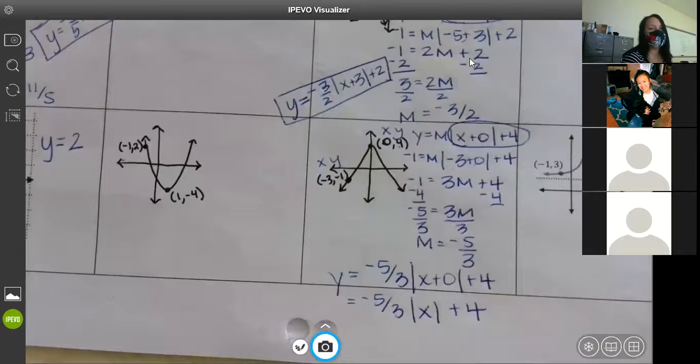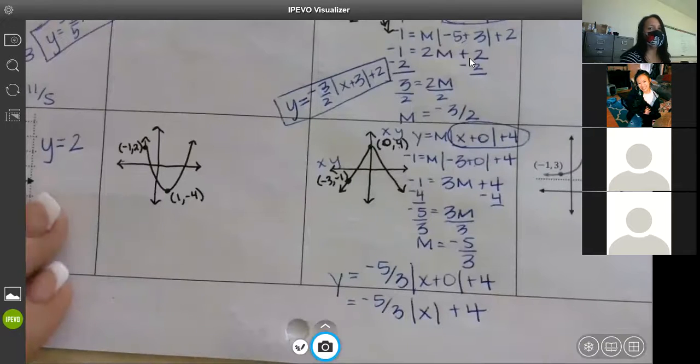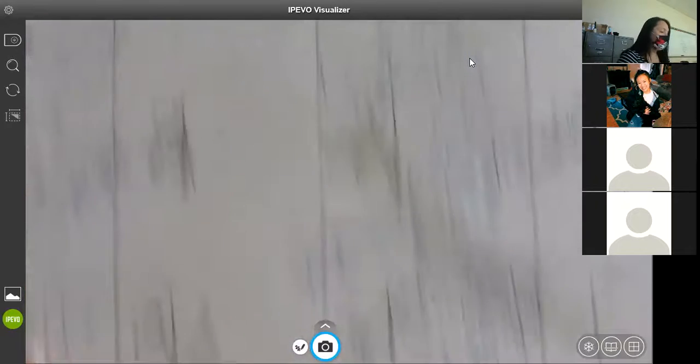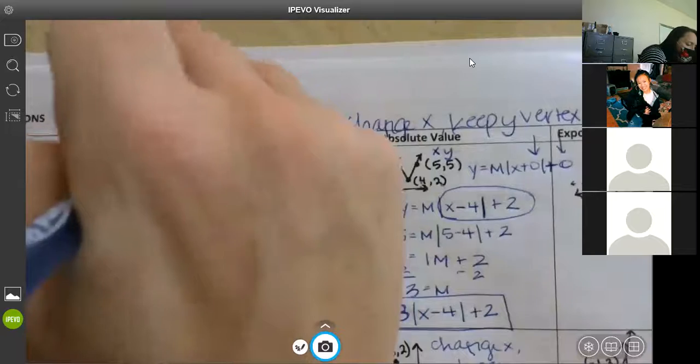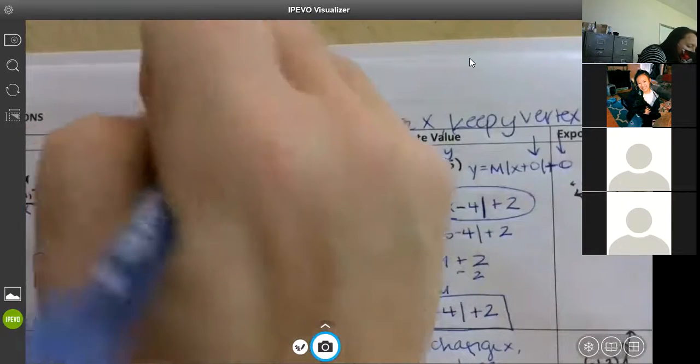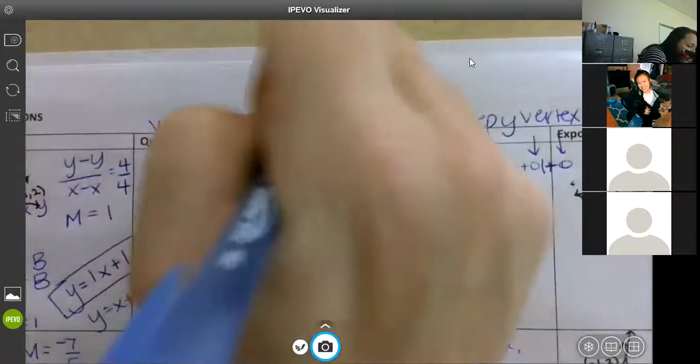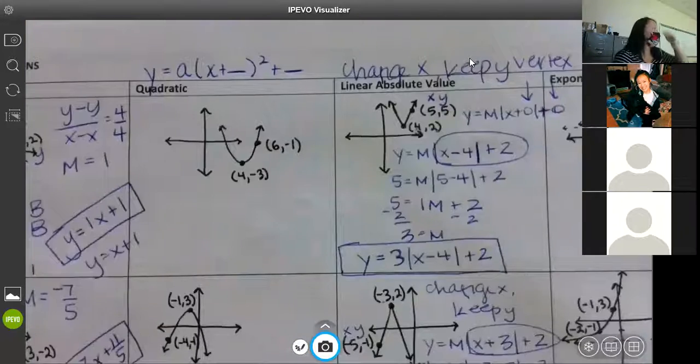Quadratic. It is the same exact thing that we just did, except instead of absolute value, we're going to square it. That's it. All right. So our quadratic is going to be a times x plus whatever our vertex is, squared, plus or minus whatever our end is. So it's going to look like that.